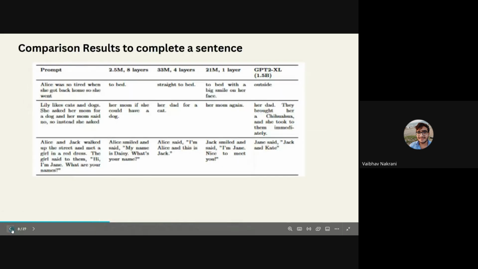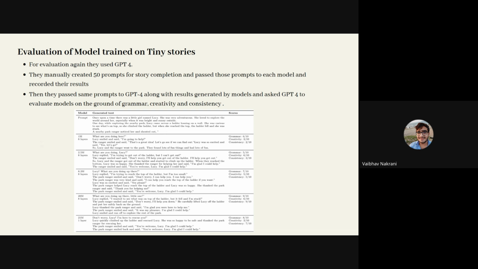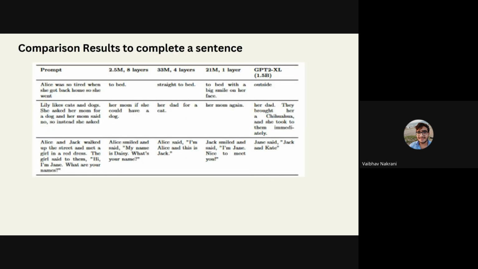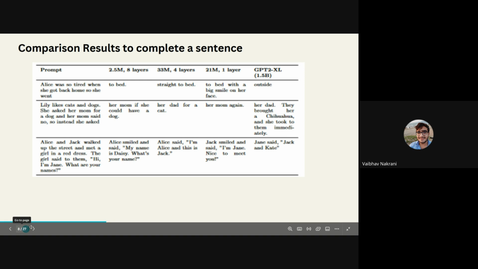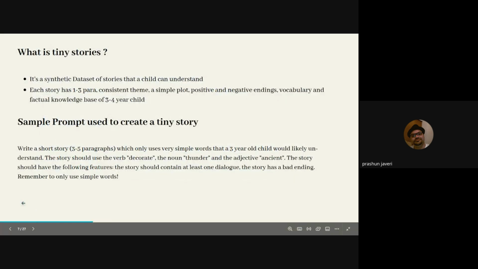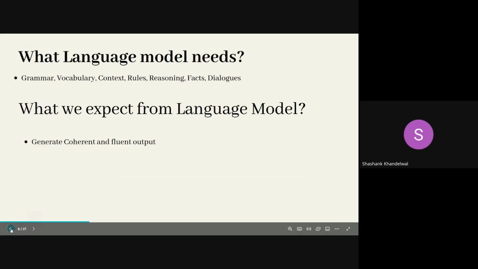I had a small question. Were those smaller models transformers, or were they just neural nets with layers in them? One layer is just one block. Okay, so it is a transformer, right? Yes. It's the number of decoder blocks in the transformer.